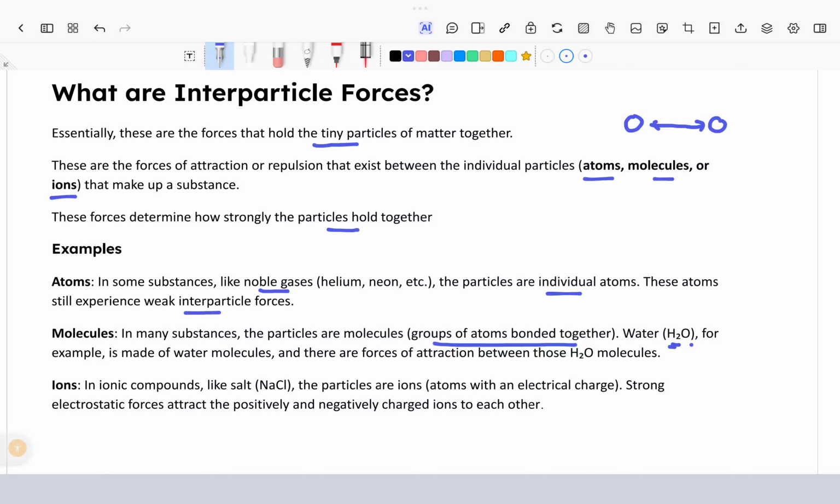Next comes ions. So, there's a class of compound called ionic compounds. For example, salt NaCl is an ionic compound and the particles in NaCl are ions. So, what are ions? They are atoms with an electrical charge. NaCl is made up of a sodium ion and a chloride ion, and they are oppositely charged. So, they have a force of attraction between each other and it's a very strong electrostatic force.